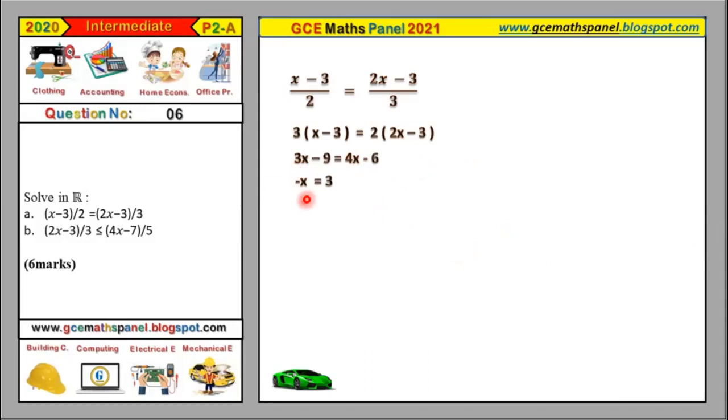But we are not solving for minus x. We are actually looking for x. So we either multiply all through by minus 1 or divide both sides by minus 1. And that gives us a value of x to be equal to minus 3.